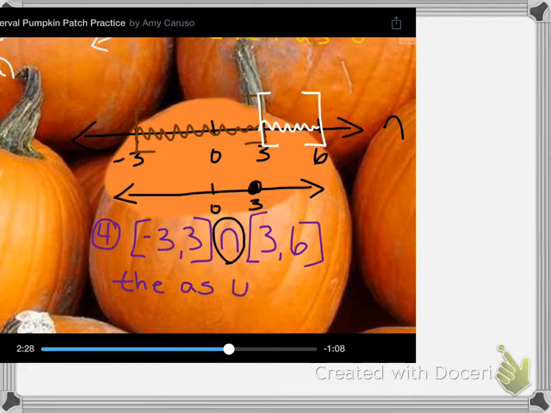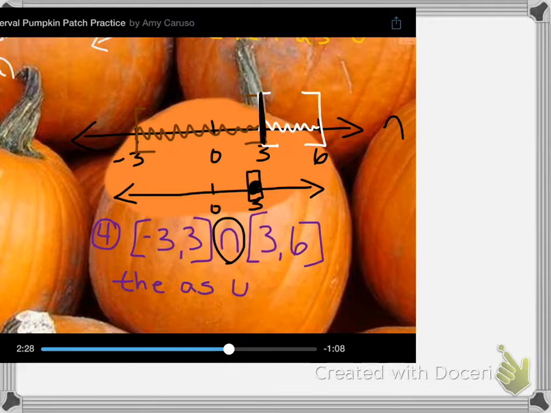I like to go back, be a little retro here and use a solid closed circle because I find it makes more sense. It looks better than just a bracket. I guess we could do a bracket on 3, but that just looks strange to me. So the answer there, the only place I have double shade is on the 3 itself.